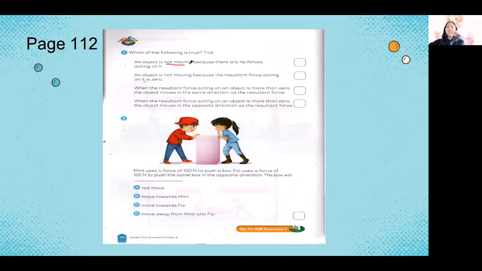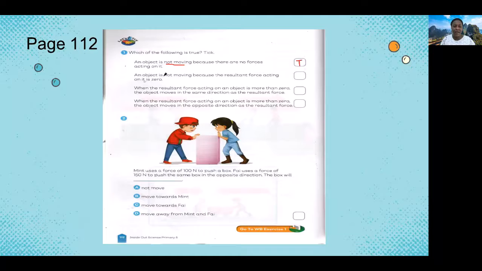True, very good. An object is not moving. Your chair is where you left it since yesterday, or the whole night, because nobody has moved it. So we say this statement is true. An object is not moving. I left my computer here, I went home. It did not move from where I left it because there was no force acting on it. Very true. Now let's go to number 2.